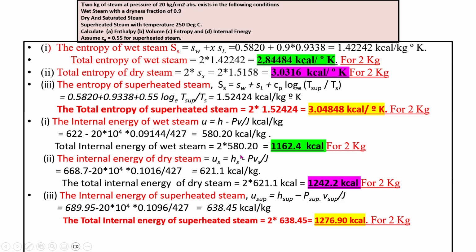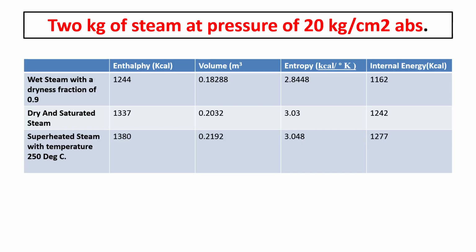So this is wet steam, this is the saturated steam, and this will be your superheated steam. Similarly, internal energy also, if you use this formula, H minus PV by J, then you will get for wet steam 1162.4. For dry steam it will be 1242.2, and for superheated steam it will be 1276.91 for 2 kg of steam. First you have to calculate for 1 kg, then multiply by 2 for 2 kg.